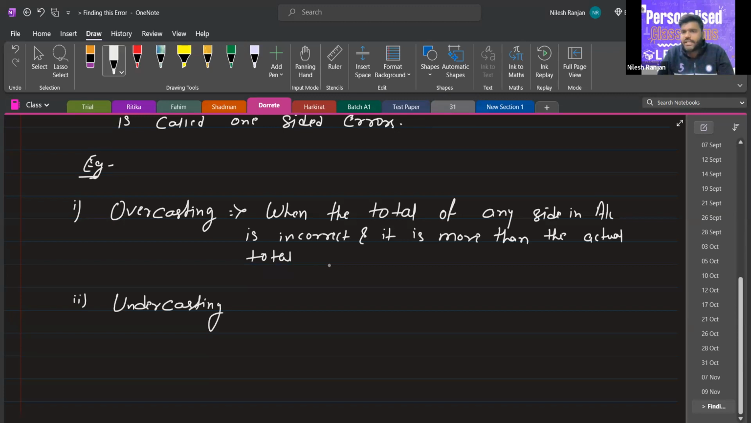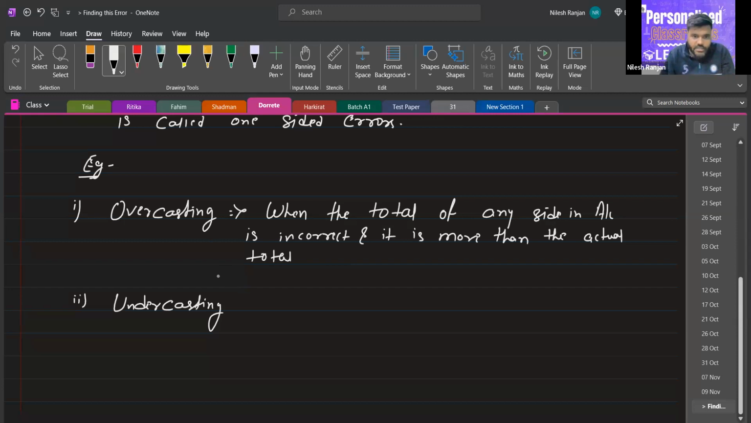One-sided, because it is affecting only one account. So in overcasting, we cannot pass any journal entry to record this, because a journal entry will affect two accounts. In every journal entry there are two accounts, so we cannot pass a journal entry in this type of situation. We have to correct these errors in the ledger because these are generally related to ledgers.